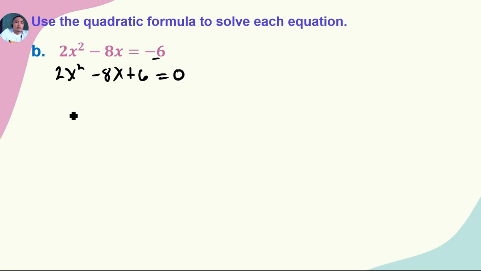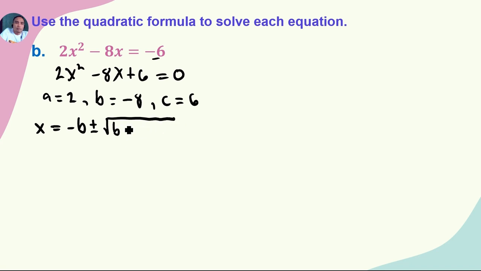After that, we're going to identify the values for a, b, and c. Our a here is 2, b is negative 8, and c is 6. And the next step is to write the quadratic formula. So we have x equals negative b plus minus the square root of b squared minus 4ac, all over 2a.